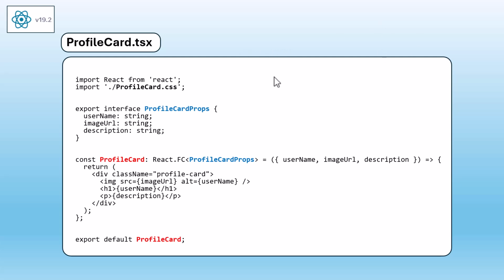Next, we define the profile card component as a functional component. We receive those props through destructuring, and then we return JSX that builds the visual layout of the card. The component displays the profile image, the user's name inside an H1 tag, and the description inside a paragraph. Finally, we export the component so it can be reused throughout the app. Overall, this code demonstrates how TypeScript and React work together to create reusable, strongly typed UI components.